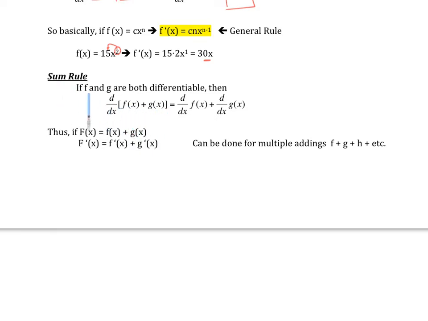So if you've got f and g, differentiable functions, then you can just say the derivative of f plus the derivative of g. This basically lets us do it if we've got multiple terms. We just take the derivative of the first, then the derivative of the other one, and so on. So derivative of f plus derivative of g plus derivative of h.